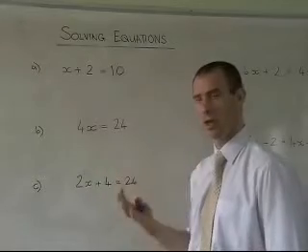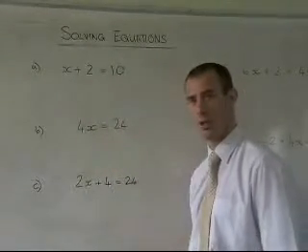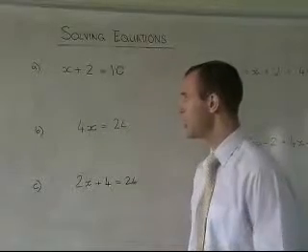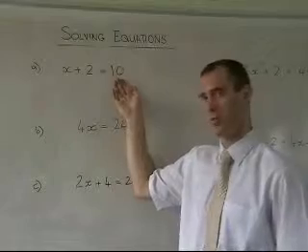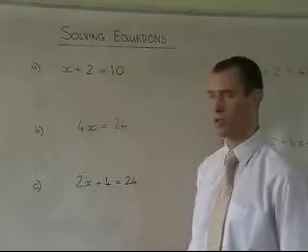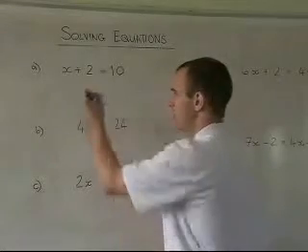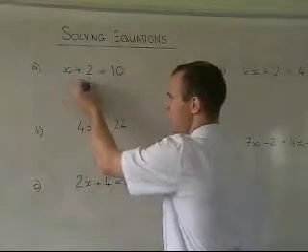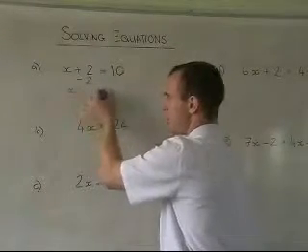Now, we could try and do that in our head as something plus 2 equals 10. We're going to work with opposites. The idea here is that we want to get the x on its own and get the numbers on the other side. So how do we get rid of plus 2? We do the opposite. Instead of plus 2, we take away 2. So if we take away 2 there, it leaves us with just x on this side of the equation.